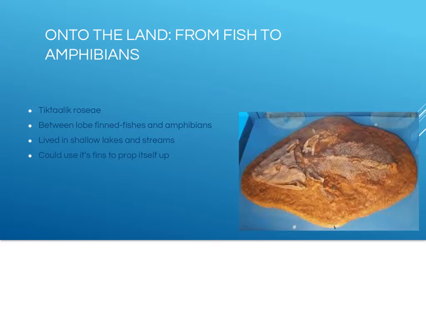Tiktaalik, discovered by Neil Shubin, is a famous transitional form between lobe-finned fish and amphibians. It had lobe-finned fish characteristics like gills, scales, fins, and it definitely lived in the water. It also had amphibian-like features, like a neck and a flat head that featured eyes and nostrils on the tops of its skull instead of the sides, letting it look above the surface of the shallow waters it lived in.